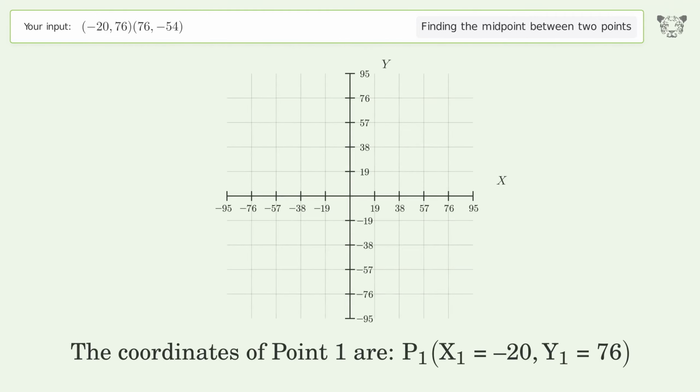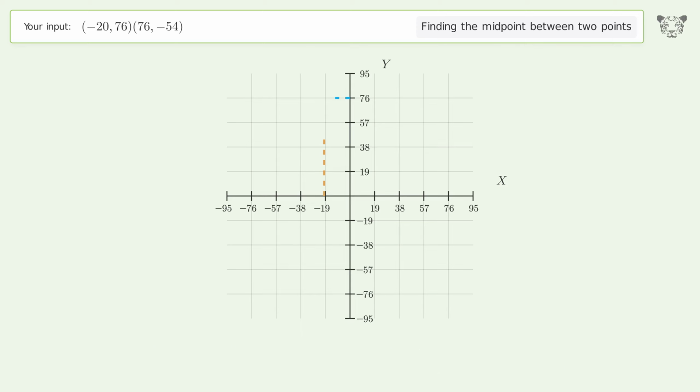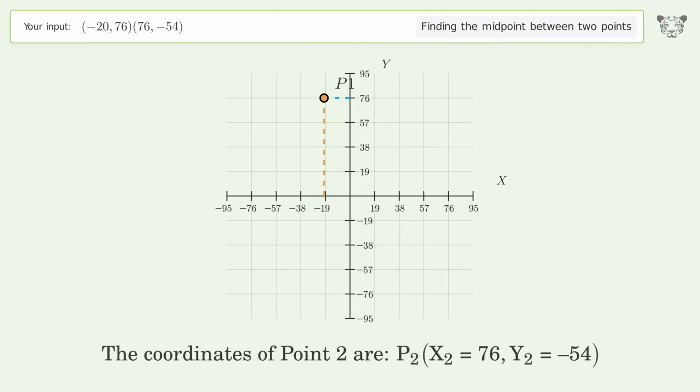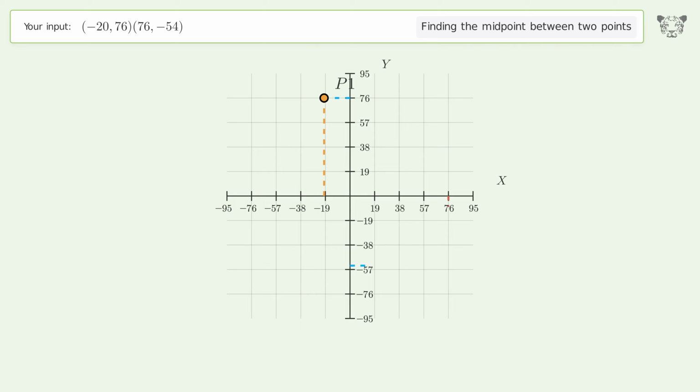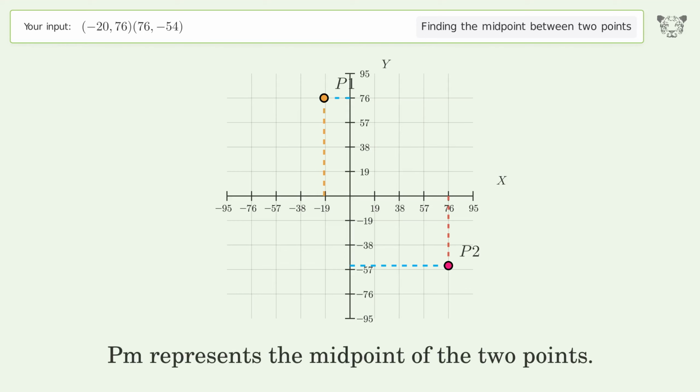The coordinates of point 1 are, x1 equals -20, y1 equals 76. The coordinates of point 2 are, x2 equals 76, y2 equals -54. PM represents the midpoint of the 2 points.